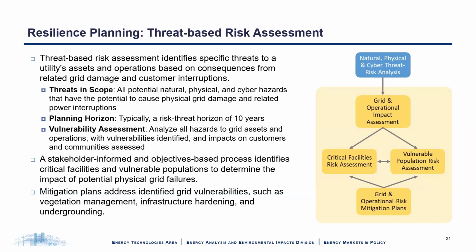And so, if we think that we're going to be seeing winds at 80 and 100 miles an hour more frequently in a particular area, then we should be thinking about what the impact is on critical facilities, vulnerable populations, and customers in general, in terms of whether or not we should replace those poles that are rated at 60 miles an hour with poles that are rated at a higher wind speed.